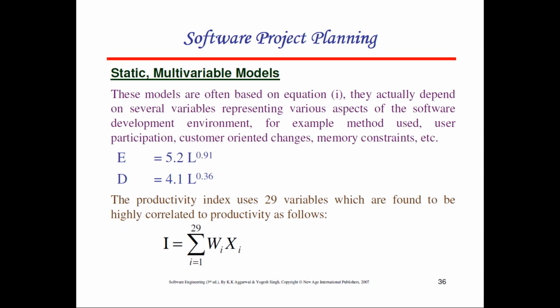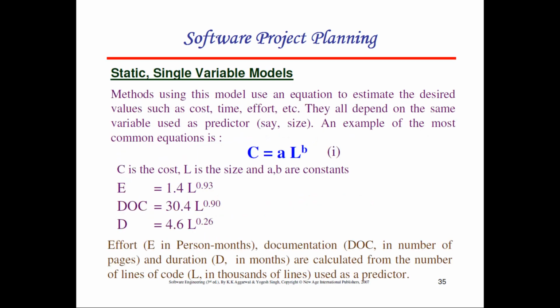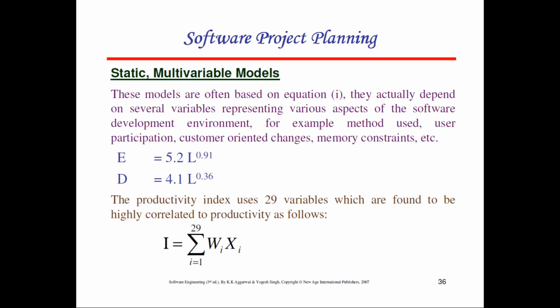Now in the multivariable model, you cannot calculate the documentation part, but you can calculate the effort part, which is 5.2 into this, and D is your duration, which is this. The productivity index uses 29 variables. Like the 14 variables earlier, here we have certain 29 variables, and we will have to calculate with this weighted value.